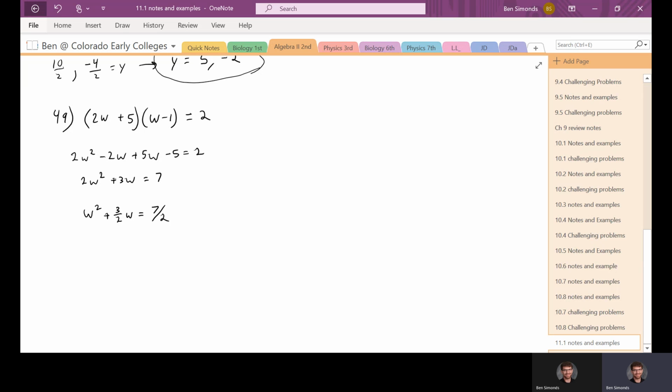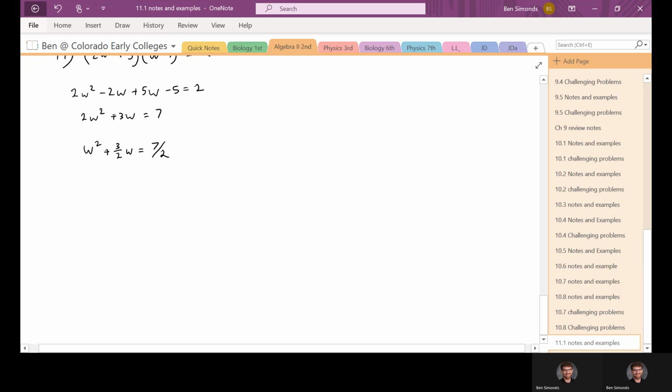Now we can complete the square because we've got a 1 over here in front of the w squared, right? So w squared plus 3 halves w plus cut it in half. So now it's 3/4 and square it. And that equals 7 halves plus 3/4 squared.